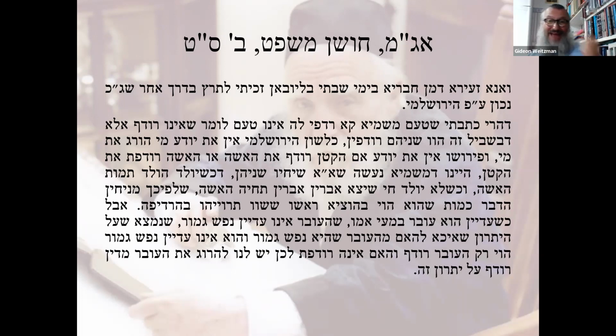ופרושו, אם אין אתה יודע אם הקטן רודף את האישה, או האישה רודפת את הקטן, they both can't live. האם יש נעשה שאי אפשר שיהיו שניהם? כשיוולד עוולה תמות האישה, כשיוולד עוולה יולד חי שיצא איברים איברים, תחיה האישה. So either the mother is going to live or the baby is going to live. They can't both live. That's Mishum Keratfe. We don't know. The Kadosh Baruch Hu created a situation where they can't both live. That's rodef.